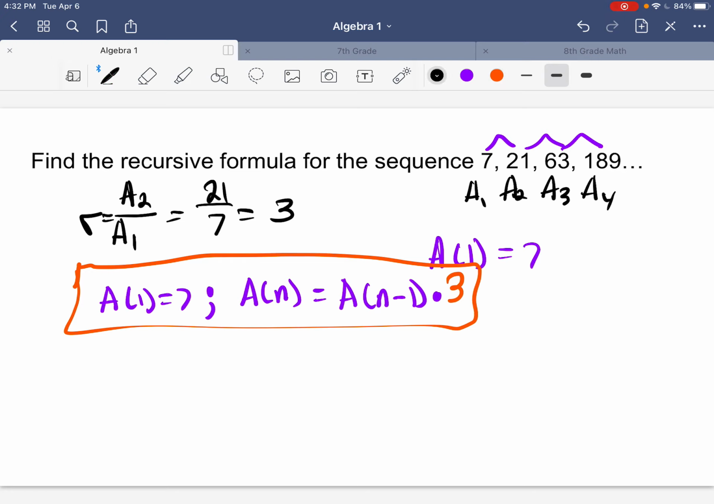We can use this to say, hey, what if I want to find the fifth number in that sequence? Well, you can say, oh, it's really easy. Just multiply times 3, which is right. But let's think about this. 189 times 3, we know our answer should be 567.